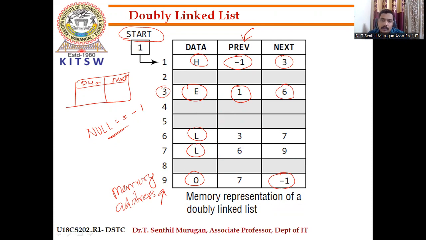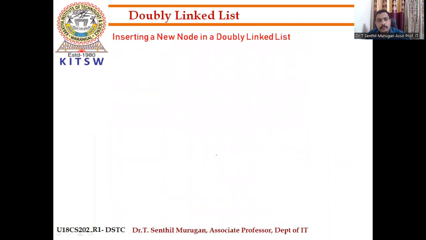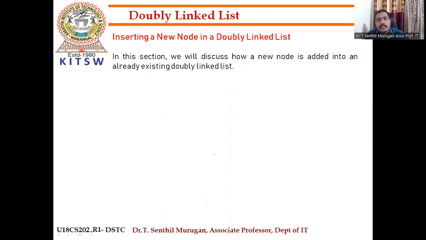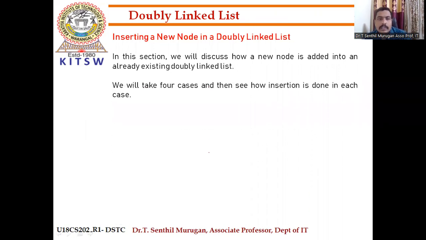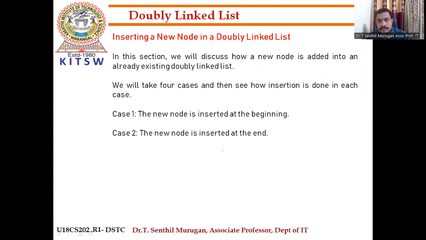So this is how a pointer points to the node in the memory location. Now we will insert a new node in the doubly linked list. We know what a doubly linked list is, how to create it, and what the advantage of a doubly linked list is, which we discussed. Now we are going to perform the insert operation in the doubly linked list. So what are the possibilities? We have four possibilities.